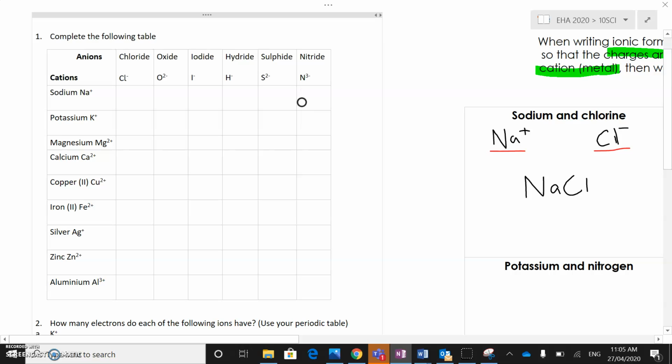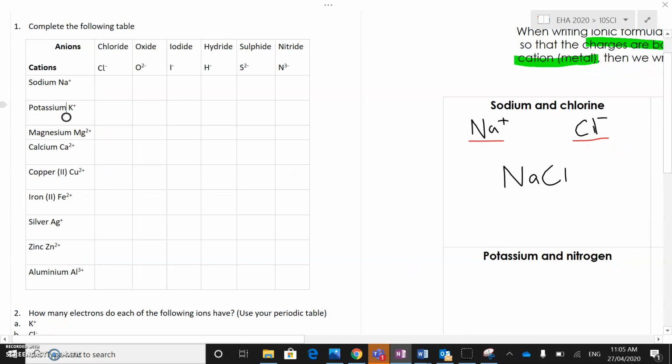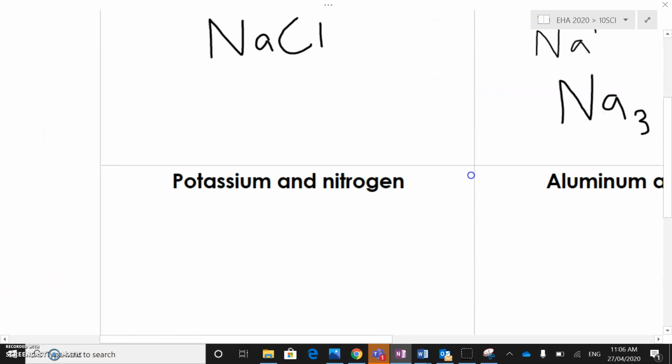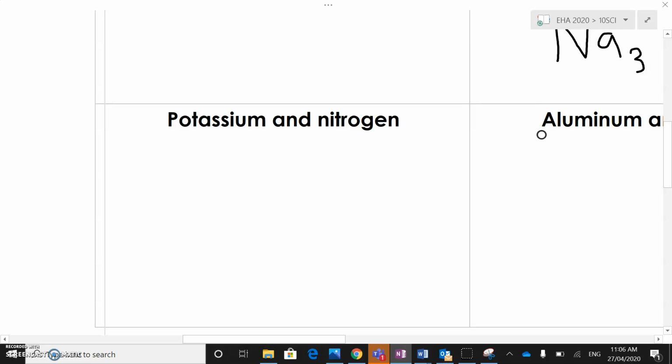Let's have a look. Potassium is a metal, so we'll find it here in amongst our cations. Its symbol, its ion, is K+, just with a charge of +1. We're pairing it with nitrogen. A nitride, we can see there has a charge of 3-. So let's have a go at that chemical formula. Potassium, we know, looks like this: 1 positive charge. Nitrogen, we know, has 3-.